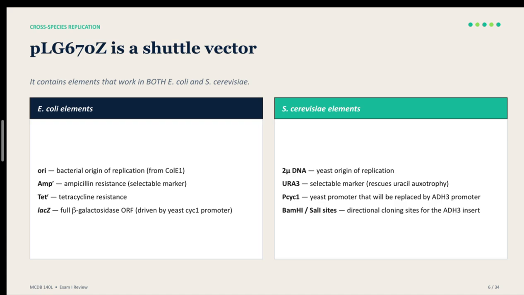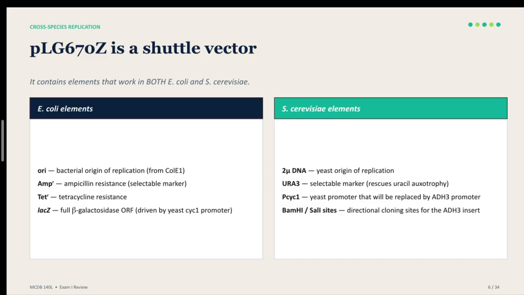Okay, so pLG670Z is a shuttle vector. So it contains elements that work in both E. coli and S. cerevisiae. So this is really important, right? Like, you think, why are there so many different things involved? And that's because it has to work in two different organisms, right? So it needs to be replicated. These constructs need to replicate, and they need to be selectable in two different organisms, right?